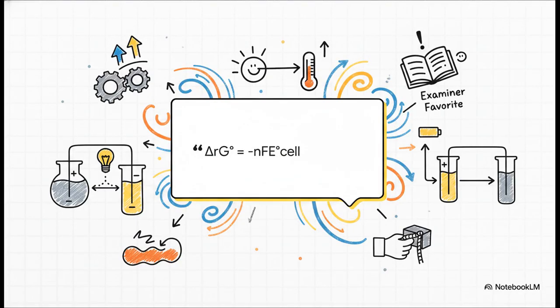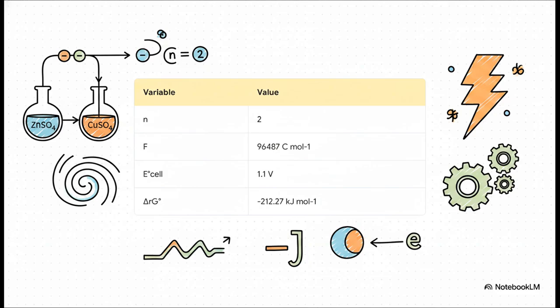Now let's connect this to thermodynamics. Examiners absolutely love testing the relationship between Gibbs energy and standard cell potential. Standard Gibbs energy equals negative n times Faraday's constant times the standard cell potential. If you're trying to figure out the maximum reversible work you can get from a galvanic cell, this equation is your best friend. It proves that the electrical work done is exactly equal to the decrease in the system's Gibbs energy.